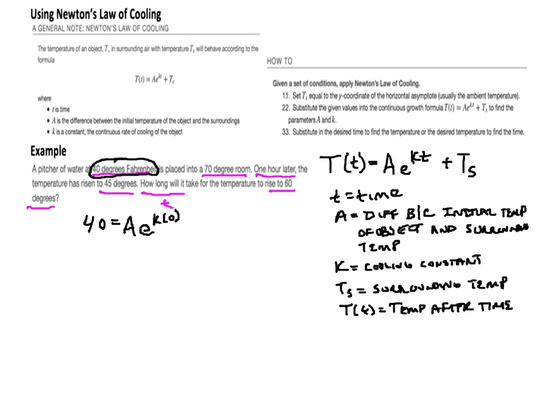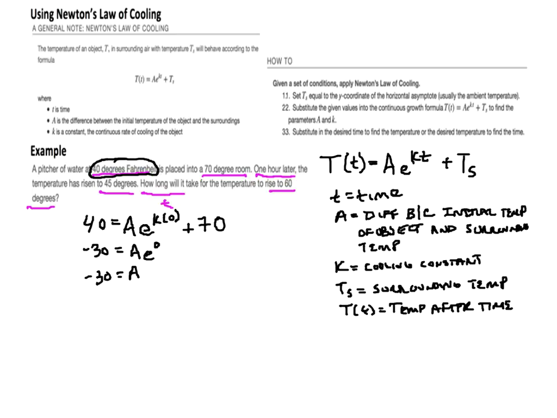To the K times at the 0 hour. And then I have to add on my room temperature, 70. So I subtract 70 from both sides and get negative 30 equals A times e to the K times 0 is e to the 0, and e to the 0 is 1. So my A value is going to equal negative 30.